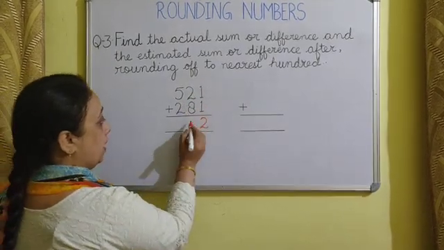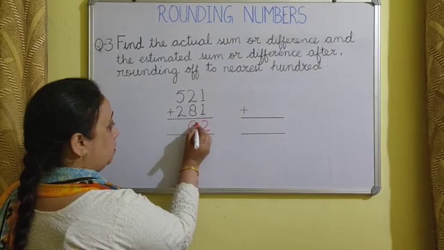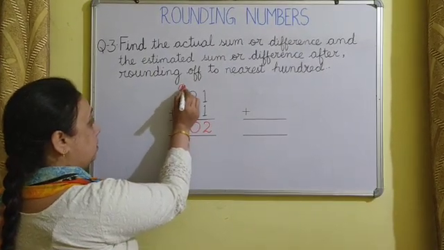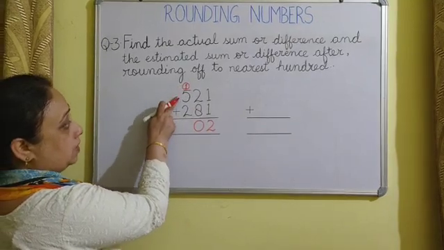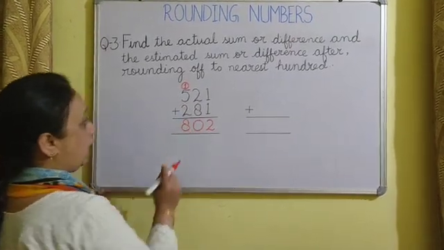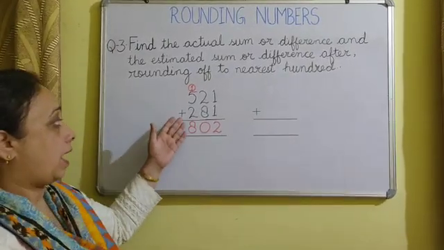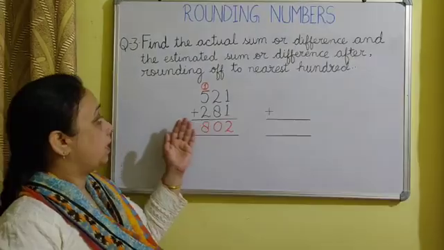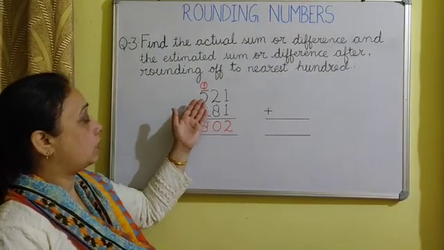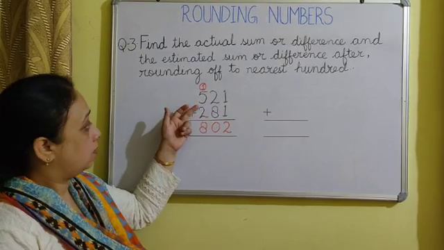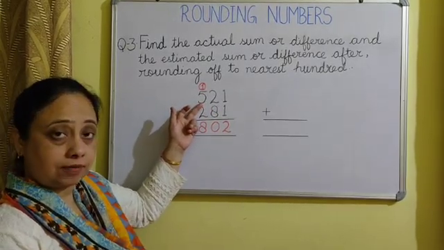2 plus 8 is 10 here, 0 here, and 1 you carry here. 1 plus 5 is 6, 6 plus 2 is 8. So when you add 521 and 281, the sum is 802. Now we have to round these numbers to the nearest 100. This is the hundreds number which we have to round off.